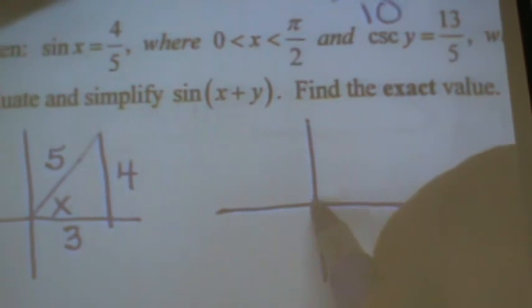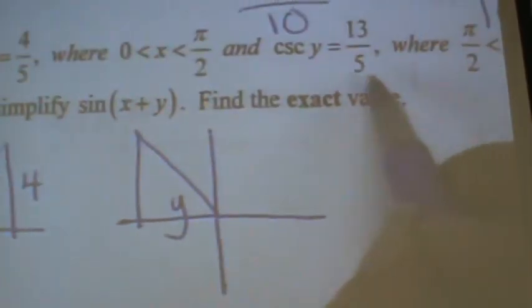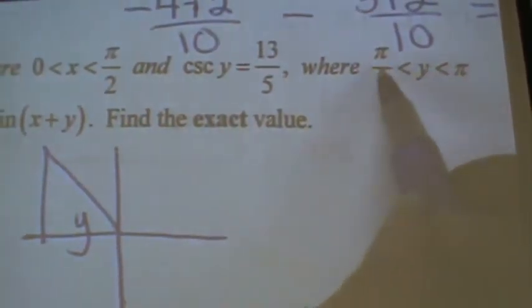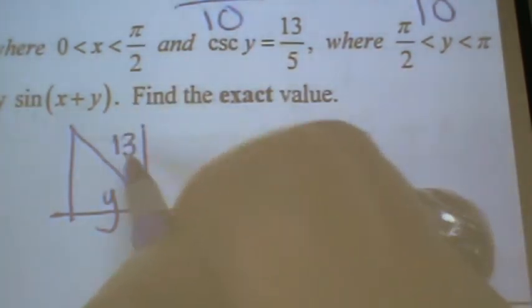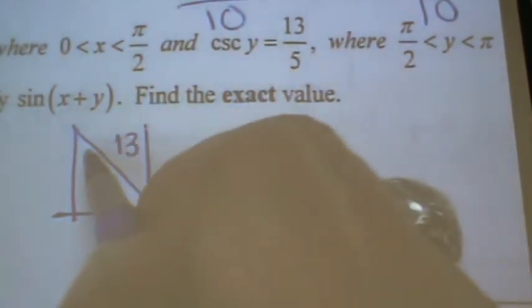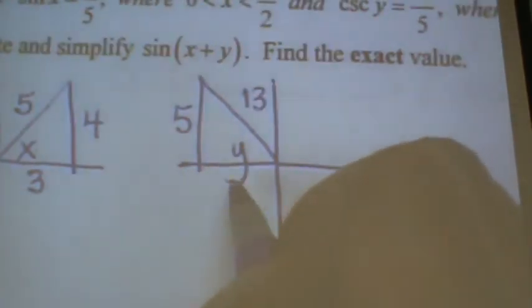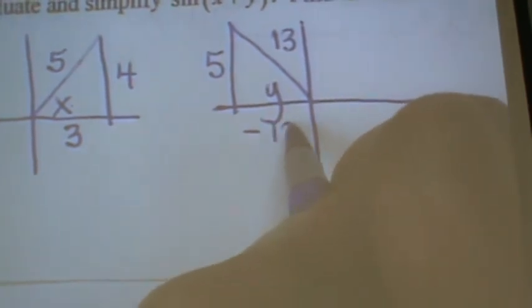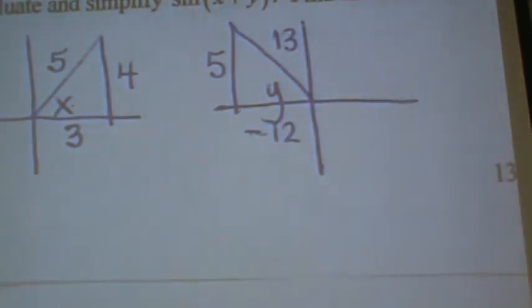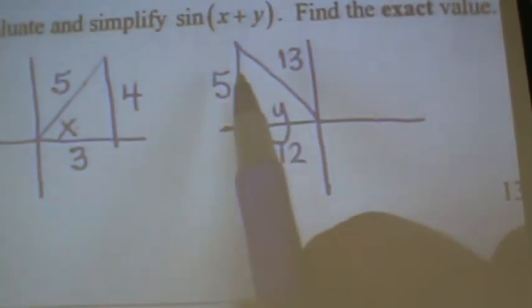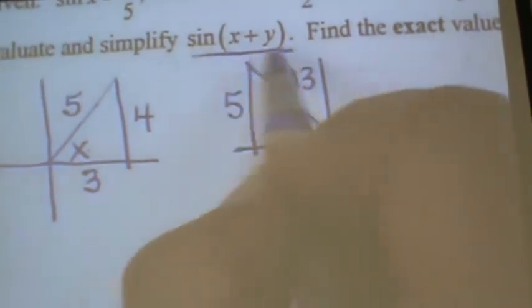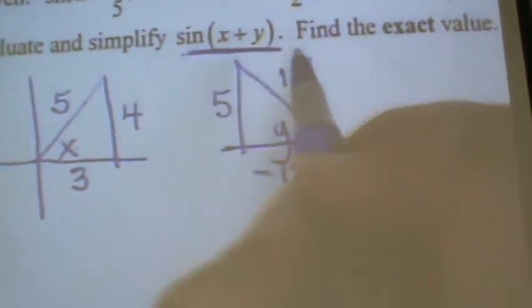Thank you. Y is in quadrant 2 because this tells you you're less than pi but greater than pi over 2. Now what's the definition of cosecant? Hypotenuse over, what's this side going to be? Negative what? Negative 12. Why did I write negative? Because it's in quadrant 2 and x is negative in quadrant 2. So we want to simplify that. We want to know what sine of x plus y is.